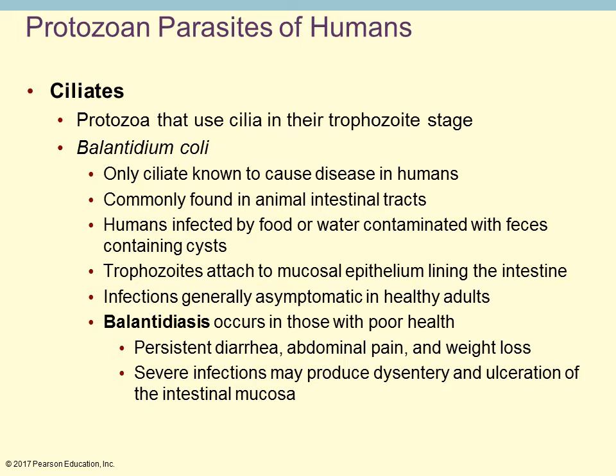Like I say, usually the infective stage is the cyst, and then the cyst basically is removed, becomes a trophozoite, which then attaches to the epithelial lining in the intestines typically. In healthy adults, the infection usually is asymptomatic. If an individual is already immunocompromised, is in poor health, then it can develop into the full-blown disease where the symptoms are going to be diarrhea, abdominal pain, and weight loss. If it's very severe, it can progress to the point of causing dysentery.